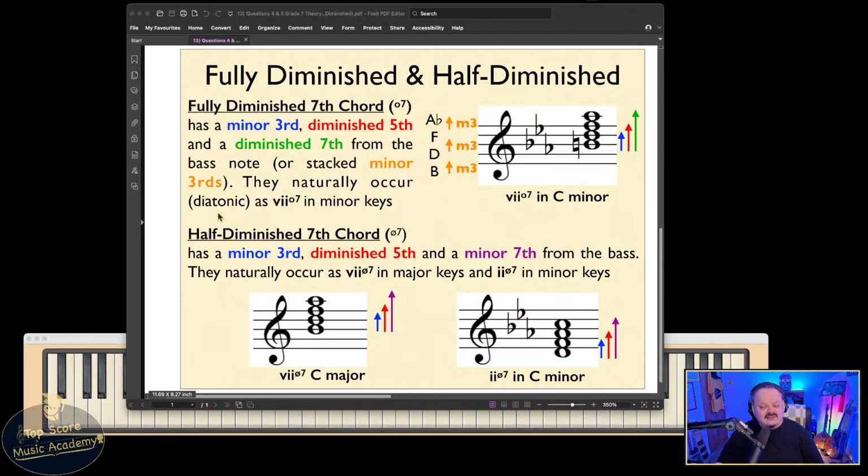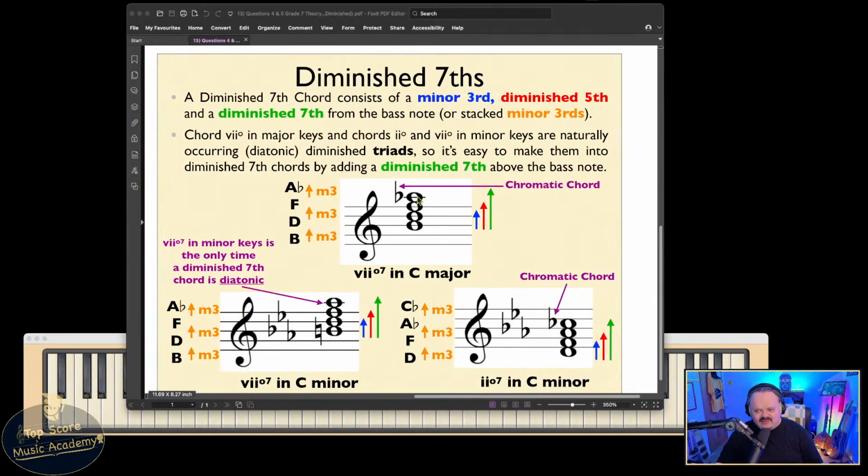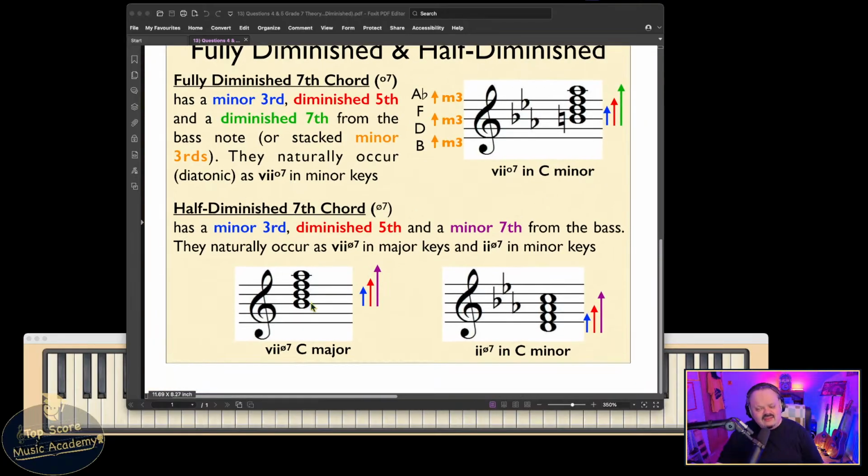They naturally occur diatonically as chords, leading note chord 7 in minor keys. So the half diminished seventh chord, though, you still have the minor third between B and D. You still have the diminished fifth between B and F. But if you don't introduce the A flat like we did over here to get that chromatic chord, if you don't introduce that A flat and just keep it as an A natural, then the interval between B and A is a minor seventh.